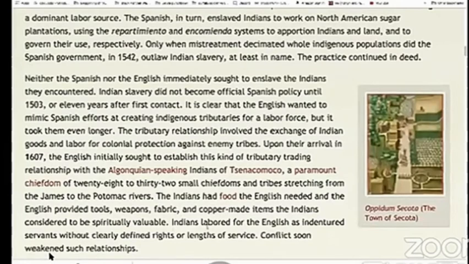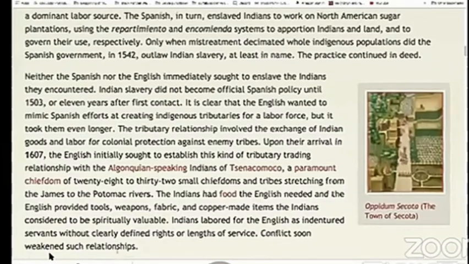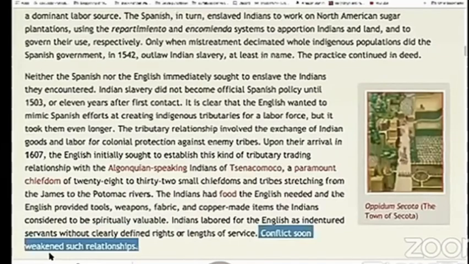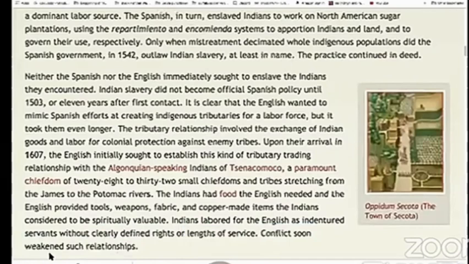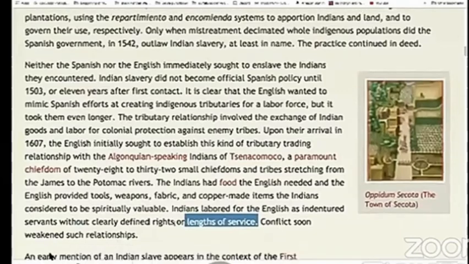Indians labored for the English as indentured servants without clearly defined rights or lengths of service. All right, without clearly defined rights or lengths of service. So eventually you were basically stuck there doing chattel slave. You became one for life, right? You had to fight to get your freedom back. Conflict soon weakened such relationships.